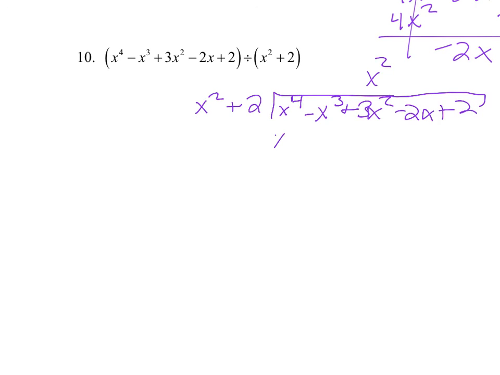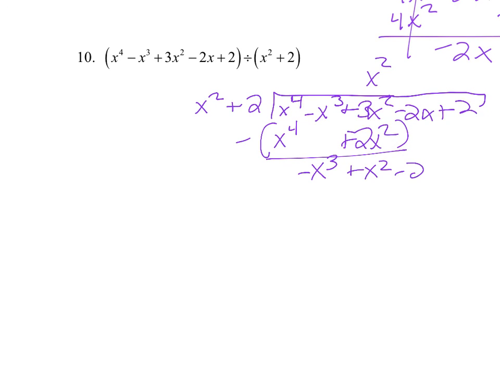x squared to give me x to the fourth plus 2x squared. I'm left with minus x cubed minus 2x squared. So now I just have plus x squared minus 2x. I need a minus x. Plus 2 times minus x is minus 2x.